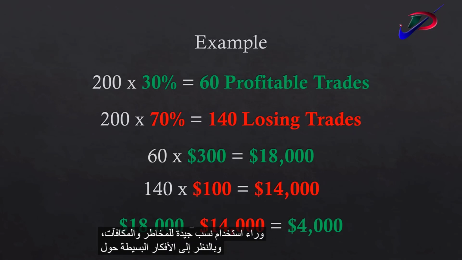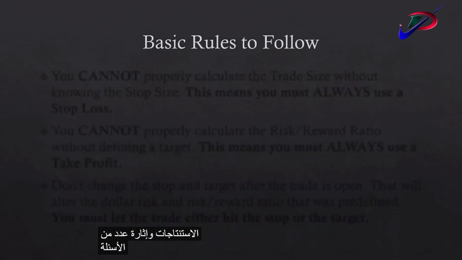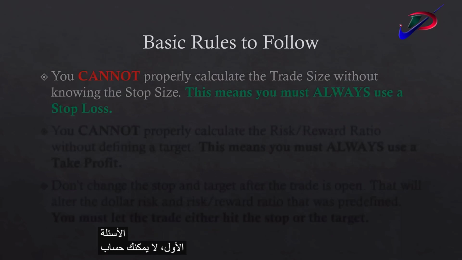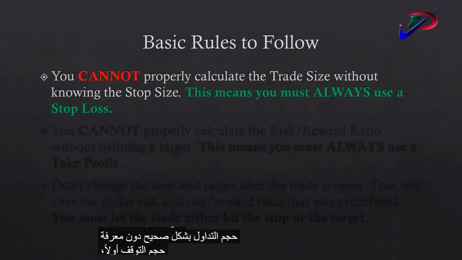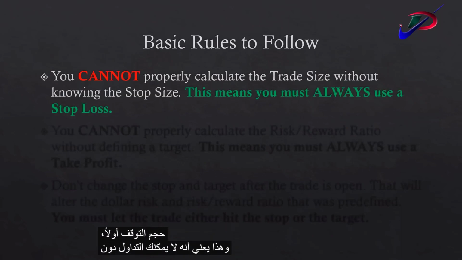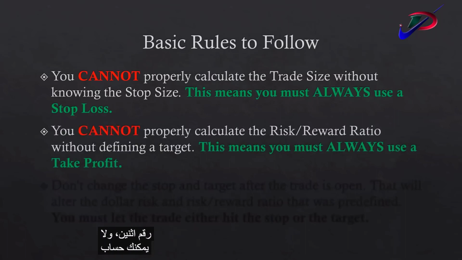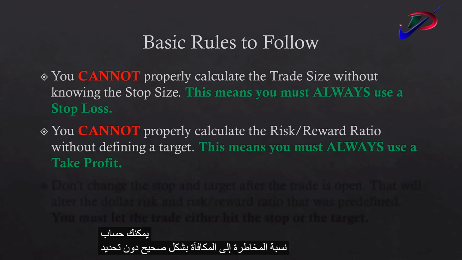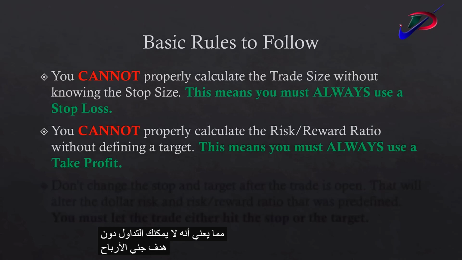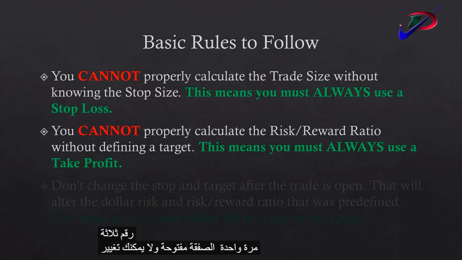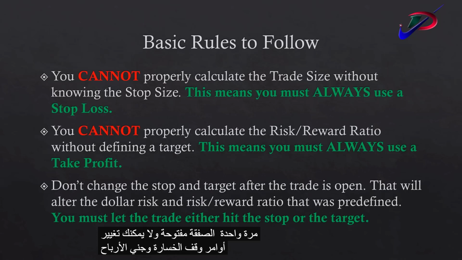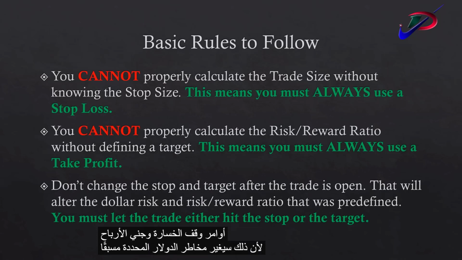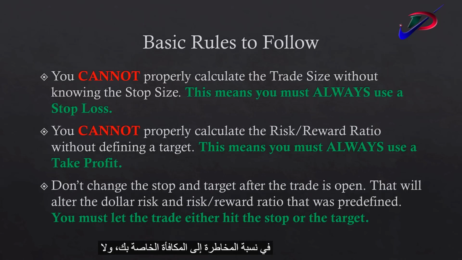Given these simple ideas about money management, we can reach a few conclusions and raise a couple of questions. Number 1, you cannot properly calculate the trade size without knowing the stop size first. That means you cannot trade without a stop loss. Number 2, you cannot calculate your risk-reward ratio properly without establishing a target. That means you cannot trade without a take-profit target. Number 3, once the trade is open, you cannot change the stop loss and take profit orders because that will alter your predefined dollar risk and your risk-reward ratio.